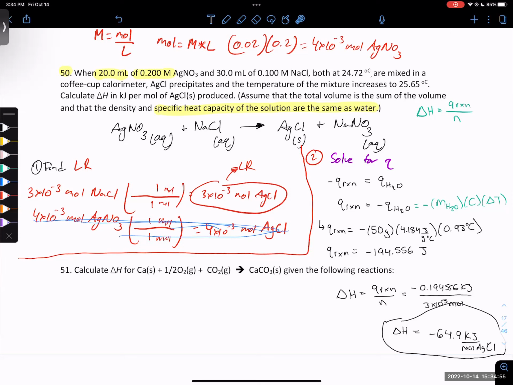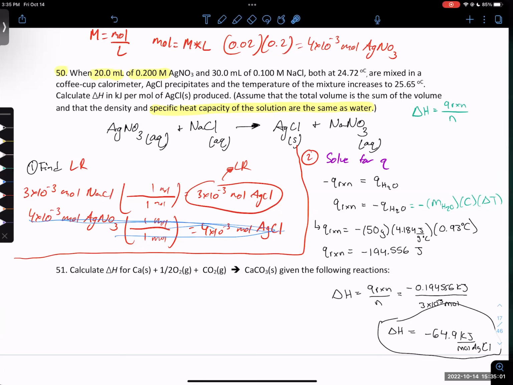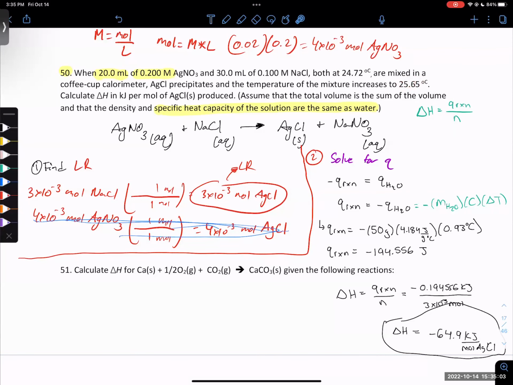So when it says the mixture increases, it's just saying the water's temperature is increasing? Yeah, and it tells you the initial and then the final, yes. Okay, so that just means the reaction is exothermic? The reaction between Ag+ and Cl- is exothermic, yes.